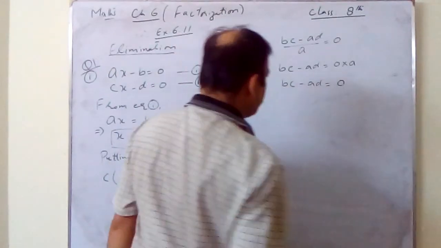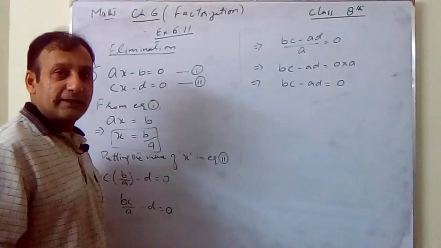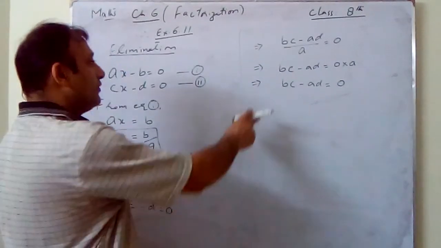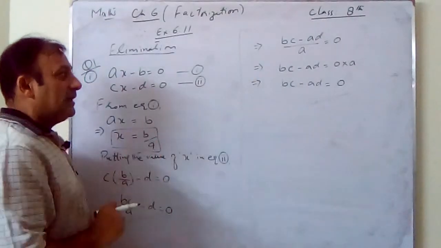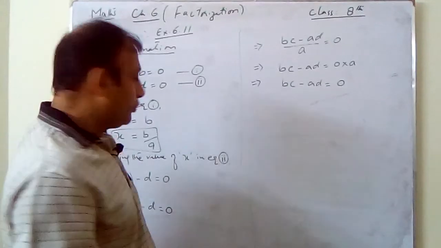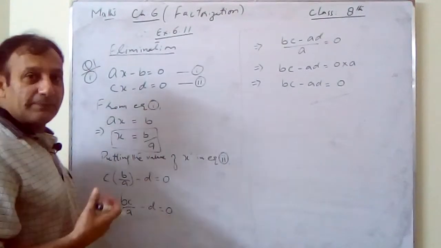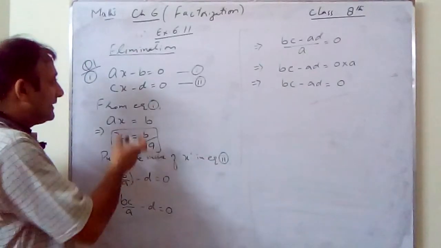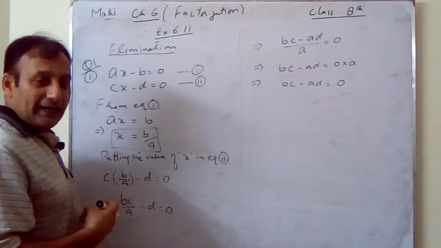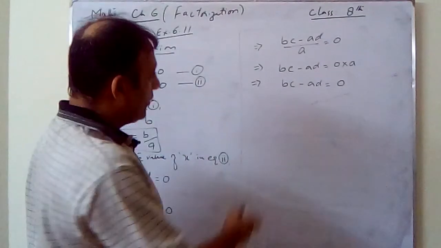Now this is the equation in which x is not present. x is eliminated here. We have eliminated x from this. So this is called elimination. This process is known as elimination. There are two methods in 6.11. By substitution method, we take the value of variable x from any one equation and put that value in another equation and simplify it.